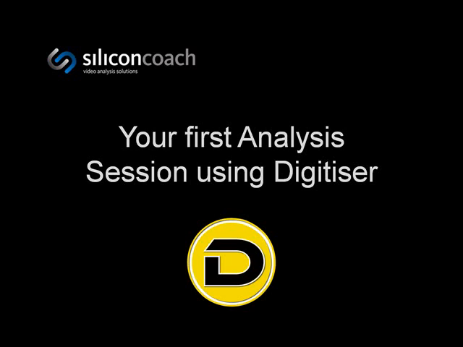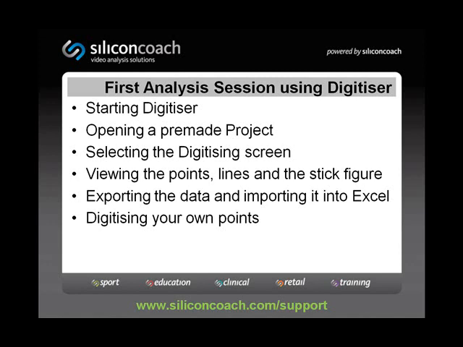Digitiser is a very simple to use package that lets you manually mark key points on a video of a person performing a skill and then allows you to export that coordinate data for more detailed analysis. The key points that will be covered in this tutorial are starting Digitiser, opening a pre-made project file, selecting the digitizing screen, viewing the points, lines and the stick figure, exporting the data and importing it into Excel, and digitizing your own points.